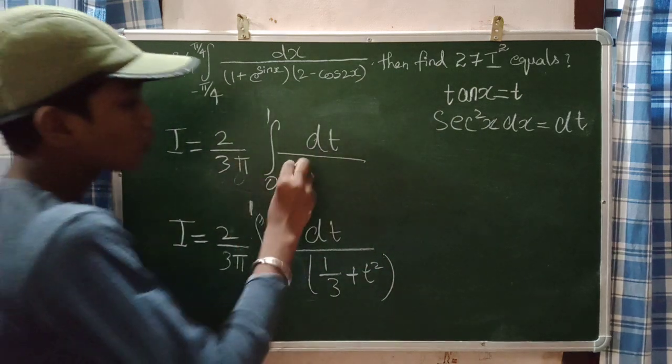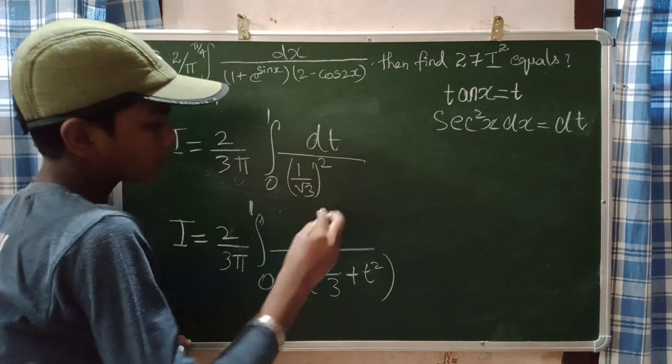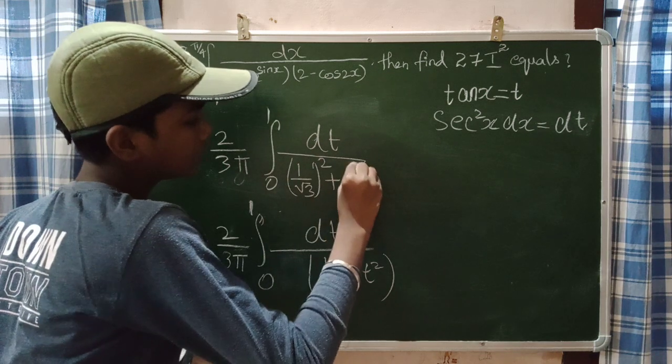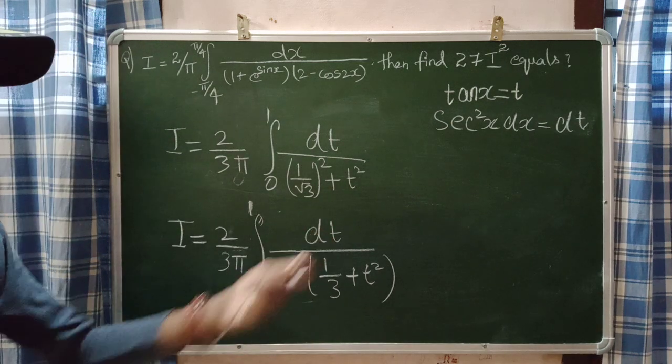So I am going to write this 1 by 3 as (1 by root 3) whole square, then plus t square. This is a basic thing which I am doing. I am just writing 1 by 3 as (1 by root 3) whole square.